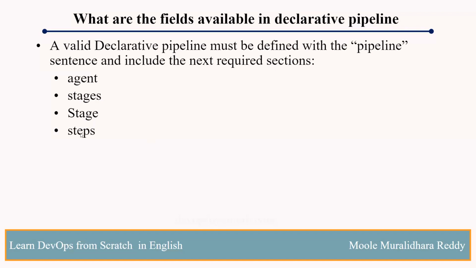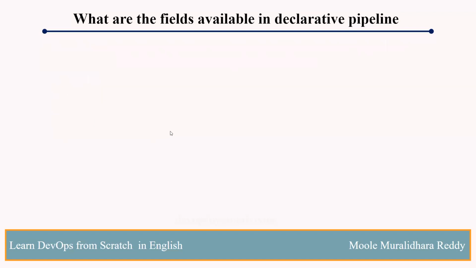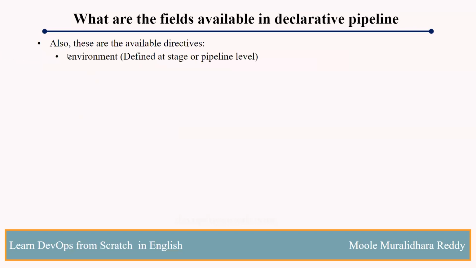Okay, and the next one is steps. Steps is nothing but inside the stage, we can define the steps, what this particular stage is going to do. For example, if you want to build the code, we can give sh space mvn deploy, mvn install, right? We can define that in this particular steps section. Next one, we have other direct options available also. One is environment: if you want to set the environment variables at the pipeline level, it means the entire pipeline level, or at a stage level, for a specific stage, you can define it.